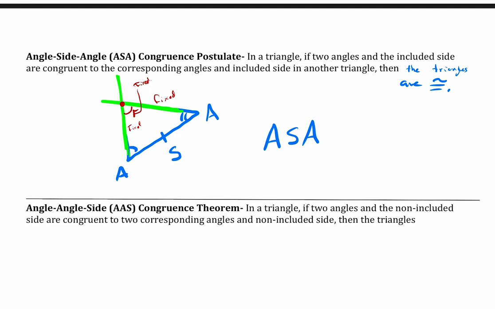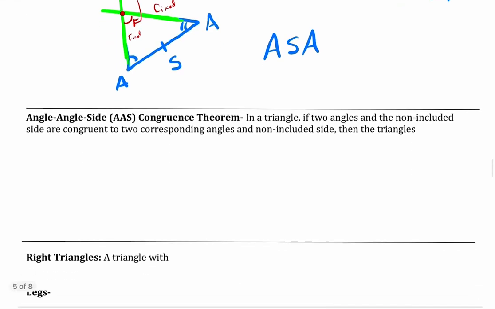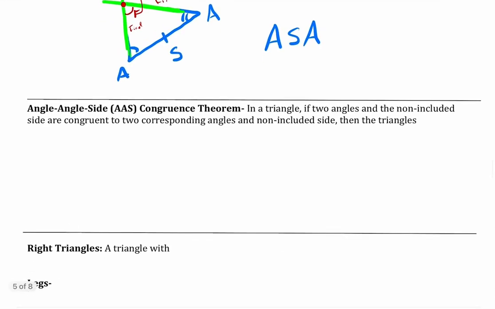And so by knowing the angle, the side, and the angle that we have in blue, that guarantees that there's a single triangle that works. If we have angle, side, angle, then any other triangle with that same angle, side, angle has to be congruent to it. Okay? Another shortcut here, we have angle, angle, side. So in a triangle, if two angles and the non-included side are congruent to two corresponding angles and the non-included side, then the triangles are congruent.